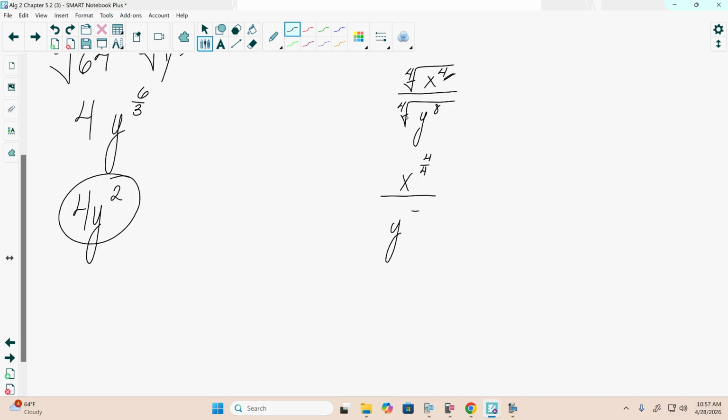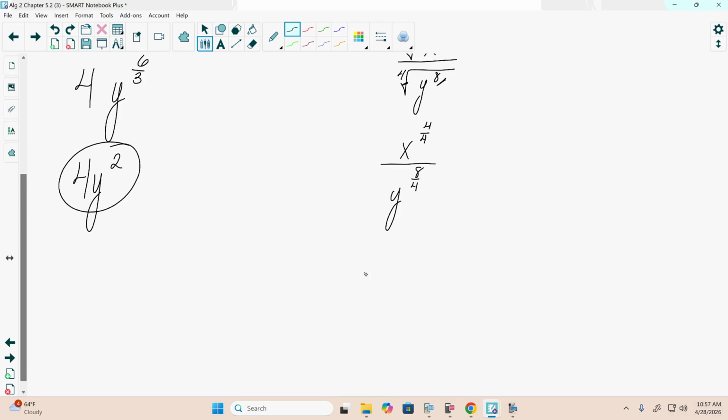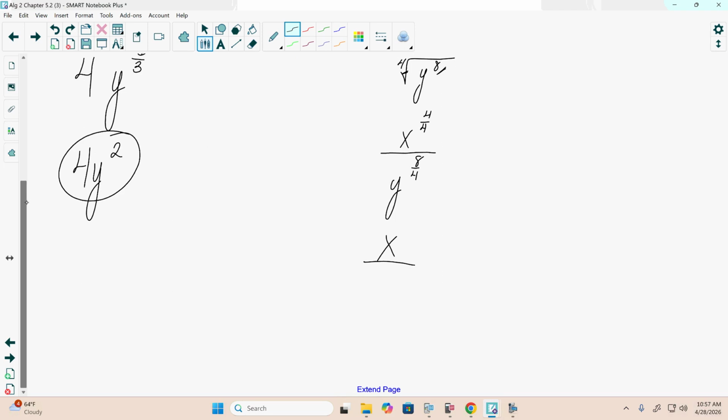The denominator, again, our index of this radical is still 4, so it would go on bottom. The y's exponent this time is 8. So on top, 4/4 is 1, so we would just have x to the first, or just x. The denominator, 8 divided by 4 is 2. Telling us that we have x over y squared.